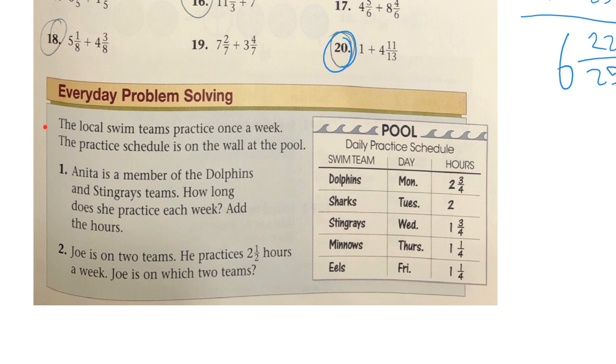The local swim teams practice once a week. The practice schedule's on the wall at the pool. Anita is a member of the Dolphins and Stingrays teams. How long does she practice each week? Add the hours. So let's see where these teams are. We have Dolphins and Stingrays. Here's the Dolphins. Here's the Stingrays. Here's the hours.